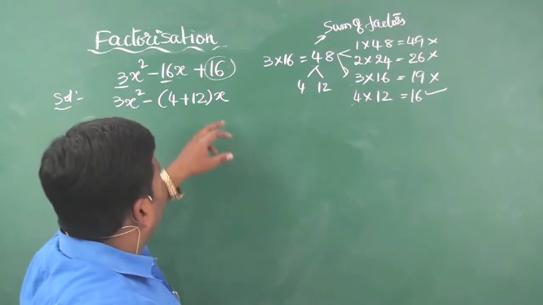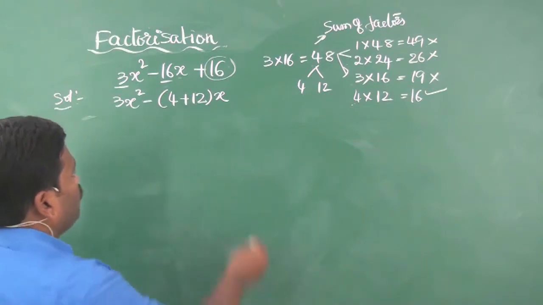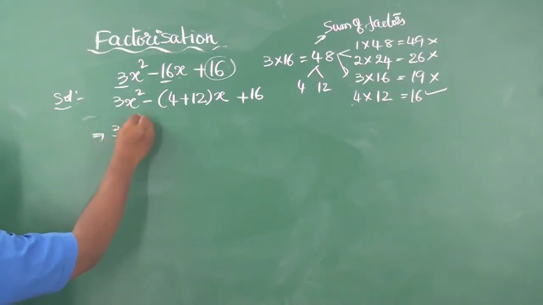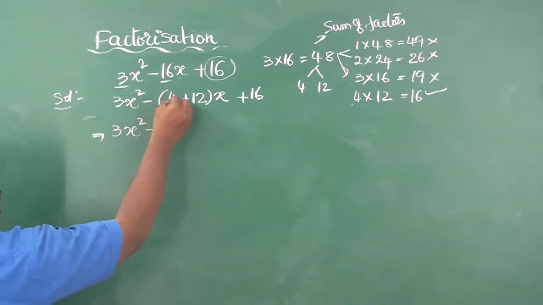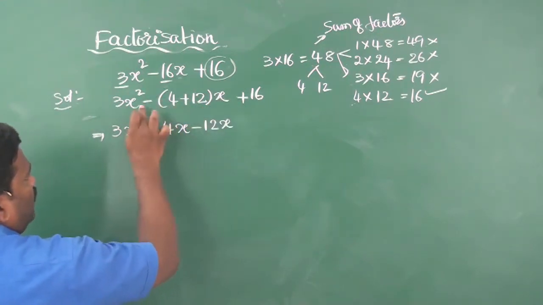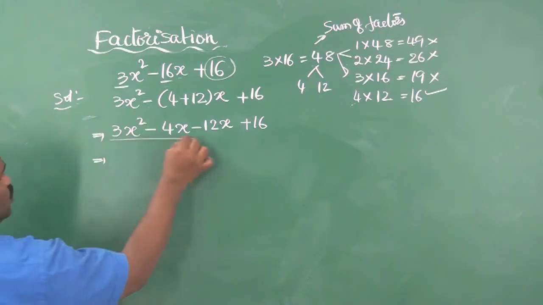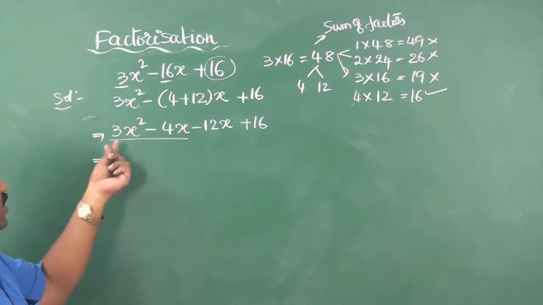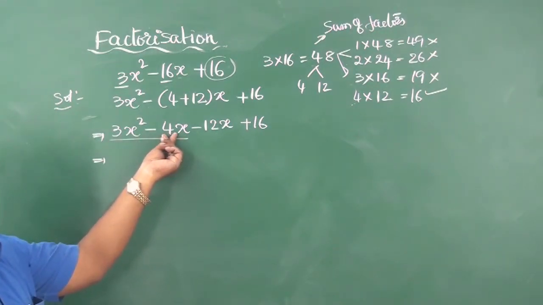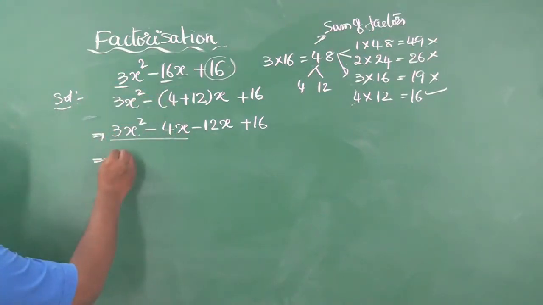As I said, if the product is positive, we should take the sum of the factors. 3x square minus 4x minus 12x plus 16. Now, in these two terms, what can you take common? This is 3x square minus 4x. Can you take any numericals as a factor? No. But literals we can take as a factor. x square, x. We can take x common.